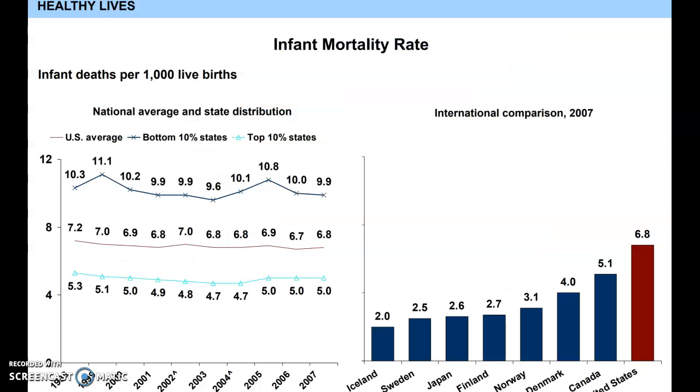The National Scorecard for 2011 indicates that the United States infant mortality rates are higher than other industrialized countries. In 2011, the rate was 6.8 per 1,000 live births. In 2017, the rate was 5.8 per 1,000 live births, which was a slight improvement.